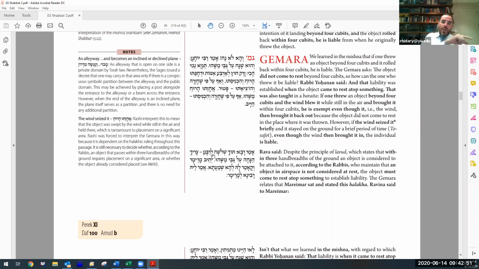So Rava said, although we did say lavud, something less than 3 tefachim is considered part of the ground, but Rava is saying, according to Rabbanan, this is Rabbanan of Rabbi Akiva. Way back, we saw a case where someone is on one porch over here, another porch over here, and there's a street in the middle. And if he throws it over, right?